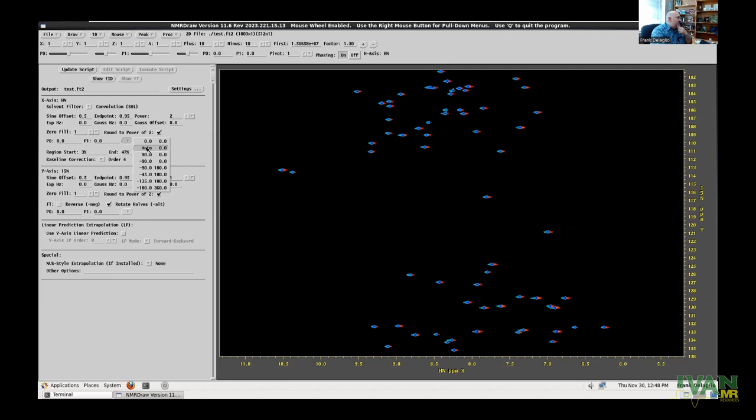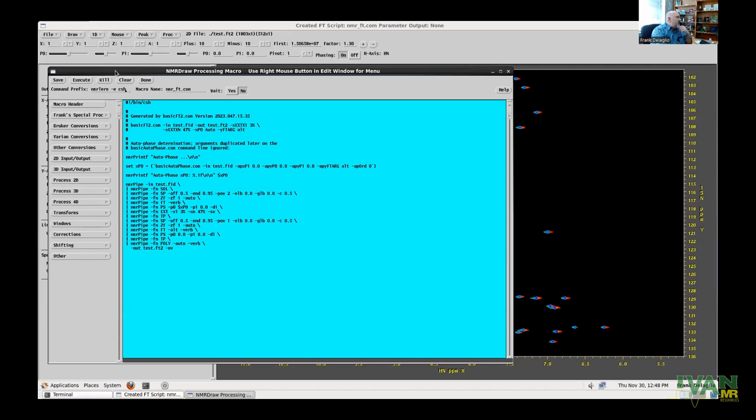So now I will update the script according to these new changes. And if we look at this script now, we can see a couple of things. One is that the Fourier transform that's being applied in the indirect dimension has this sine alternation option inserted. And the other is that the script has a function that performs autophasing and then inserts the result phase correction value into the processing script. So all of this is created automatically. We don't have to modify it or look at it if we don't want to. And all we need to do is just execute the script.